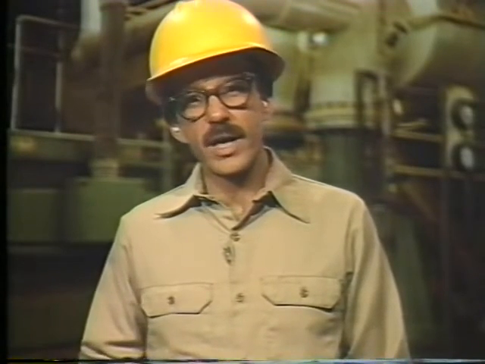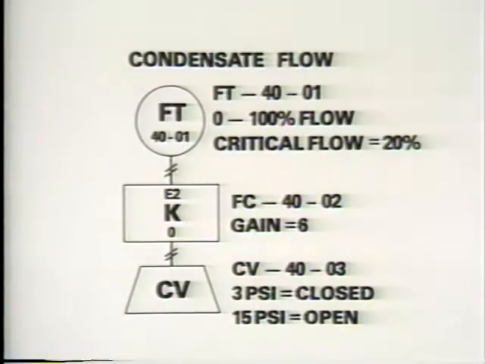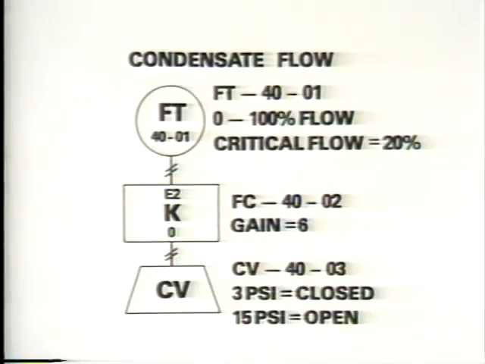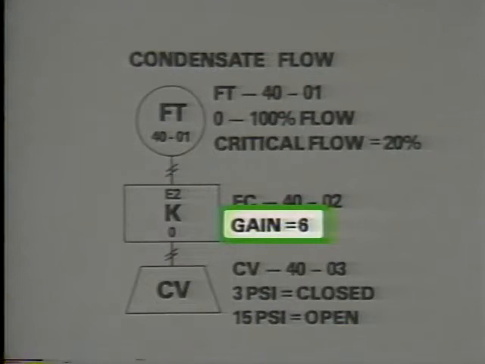Let's take a look at the control logic diagram for our flow control system to see how the controller is adjusted to provide a quick and drastic response. The controller in this control system is a proportional-only controller. Integral is not needed because flow does not have to be kept at set point, only above set point. The gain setting is 6. A gain of 6 means that when the input to the controller changes 1 psi, the controller will change its output 6 psi.